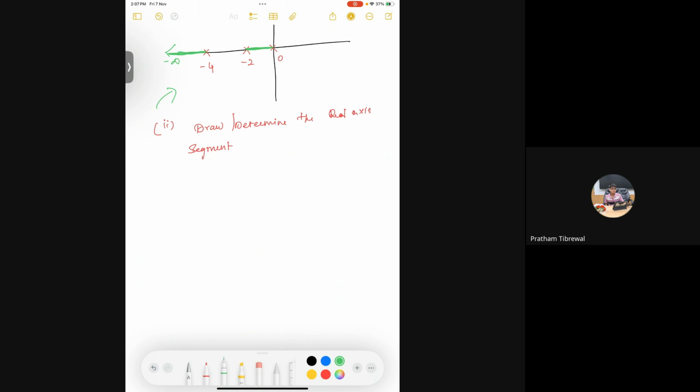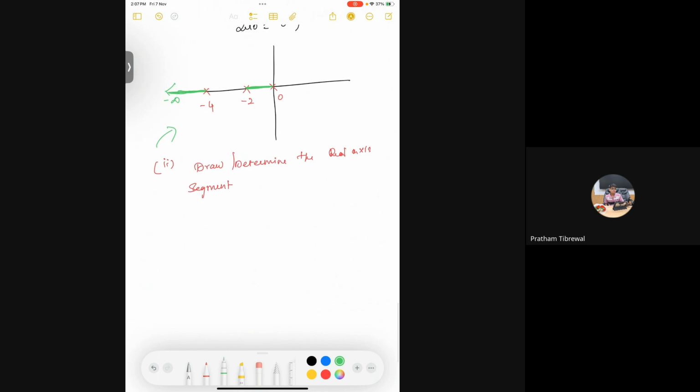Okay. So this green line is the part of root locus that belongs to the system. Next step is identifying asymptotes. Why do we need asymptotes? Asymptotes show the direction in which branches go to infinity.